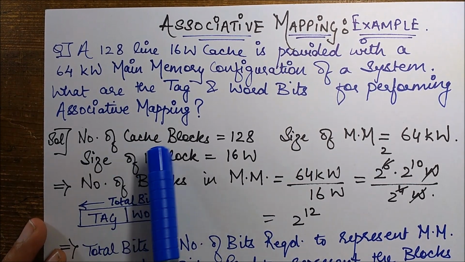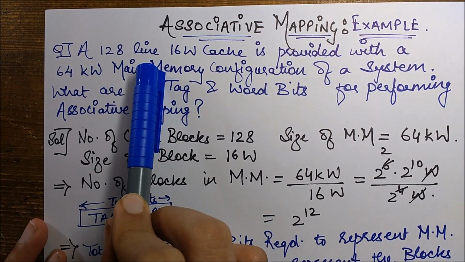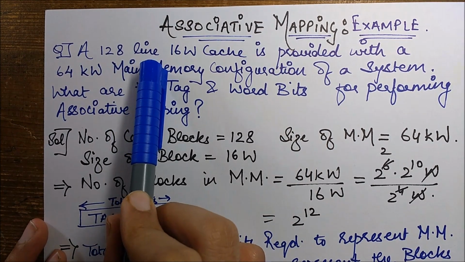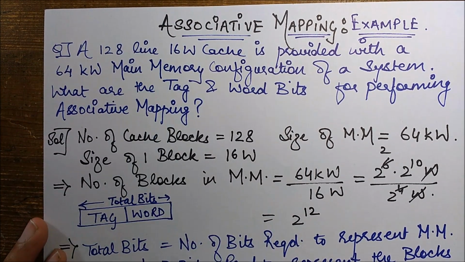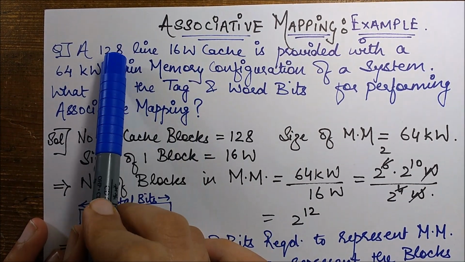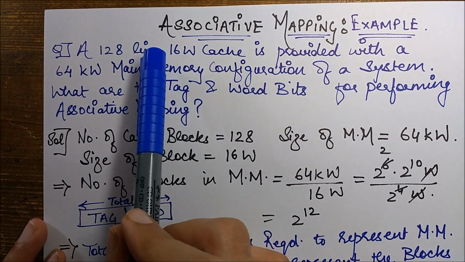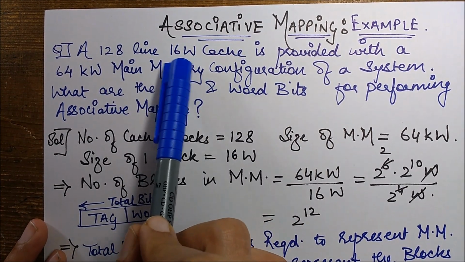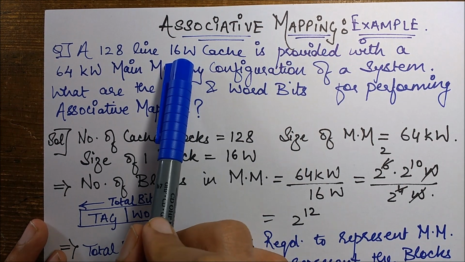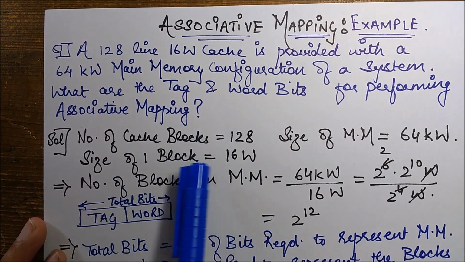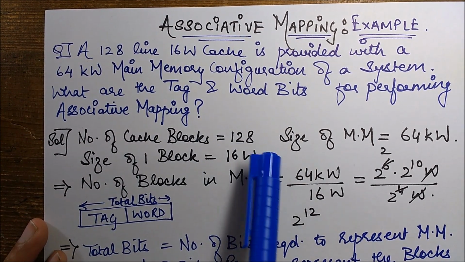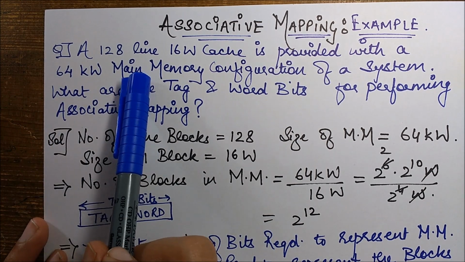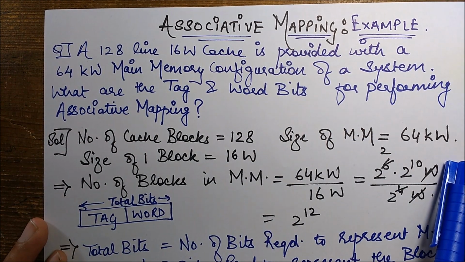We have the number of cache blocks as 128. So this 128 line basically means the blocks. So there are 128 blocks in cache in which each block actually has a size of 16 words. So size of one block is 16 words. And also we've been given the size of main memory, which is 64 kilowords.